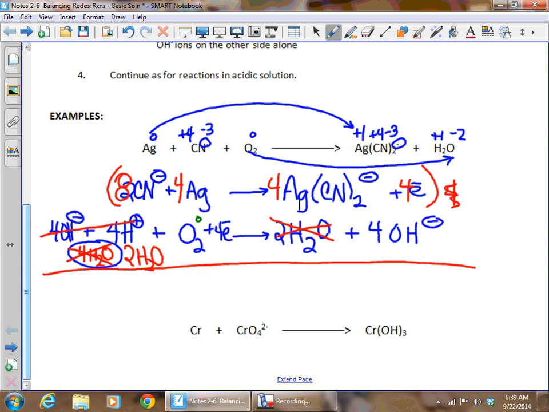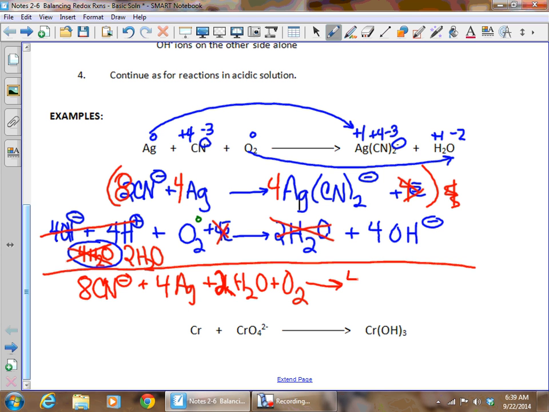So what we have left over are 8 CN minuses and 4 Ag's. And then on the bottom we have 2 H2Os and O2. Remember, our overall electron changes are canceling out. Then on the other side, we have 4 silver cyanide complexes. We'll learn more about those later. And 4 hydroxides.